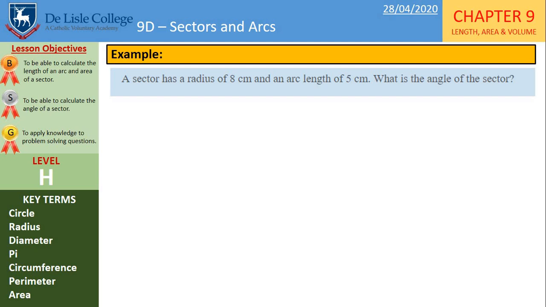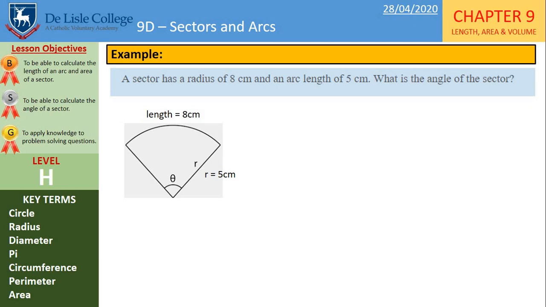We're now moving on to the silver objective, which is to be able to calculate an angle. So here we're told a sector has a radius of 8 centimetres and an arc length of 5 centimetres. What is the angle of the sector? So the first thing to do to help is to draw or sketch this out. So we can sketch out a sector and label it, and that will really help visualise what it is we need to do.